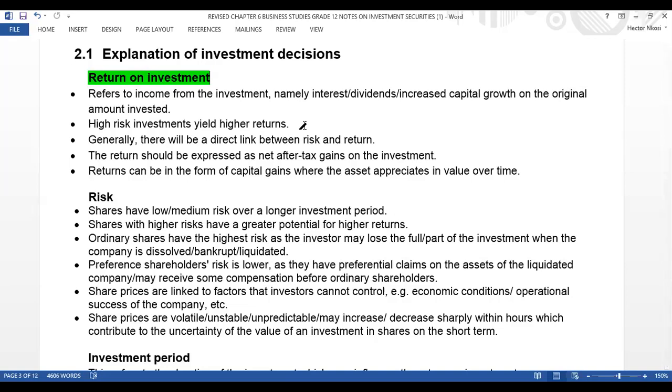Now, grade 12s, when you speak about your return on investment, it refers to an income from investment, namely interest, dividends, or increased capital growth on the original amount invested. So it's interest, dividends, or increased capital growth.